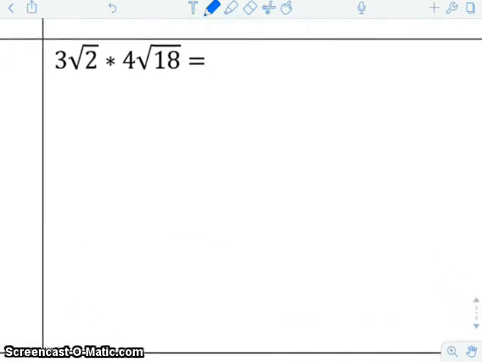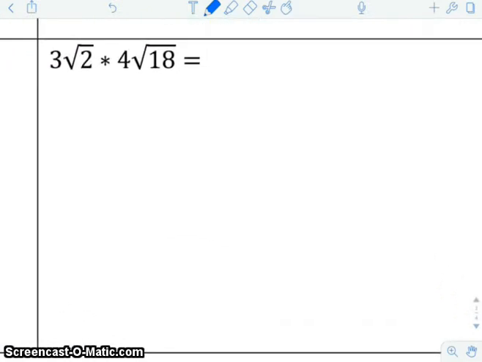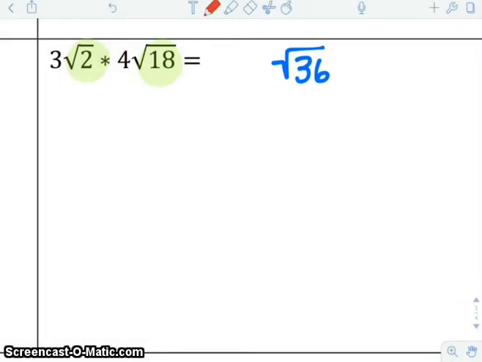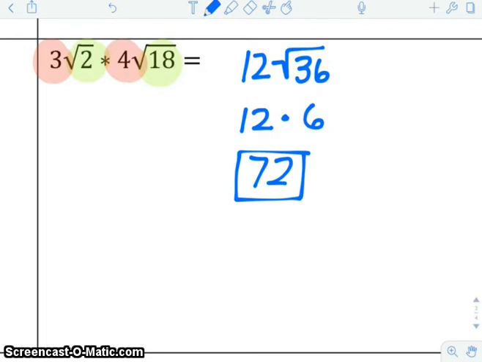And then one final example here. Radicand times radicand. 18 times 2 gives me 36 underneath the radical. And then coefficient times coefficient. 4 times 3 is going to leave me with 12 outside the radical. Again, I think to myself, 36 is a perfect square. This is 12 times 6. The square root of 36 simplifies into 6. 12 times 6 leaves me with 72, and my final answer is 72.